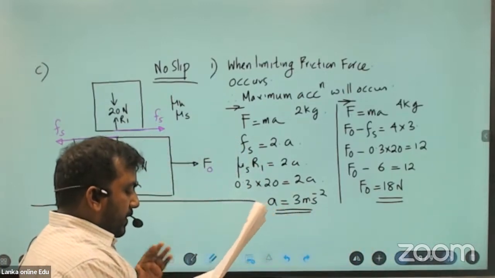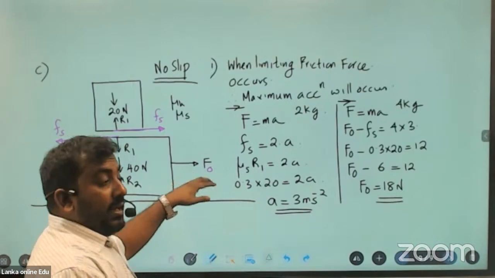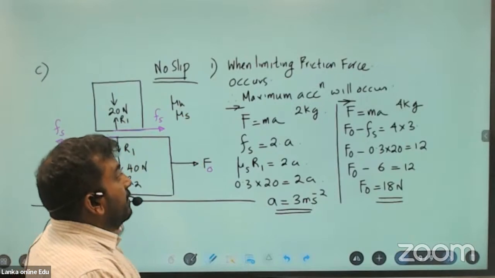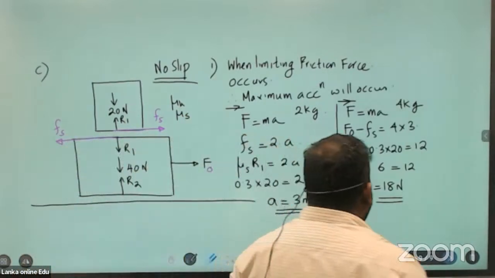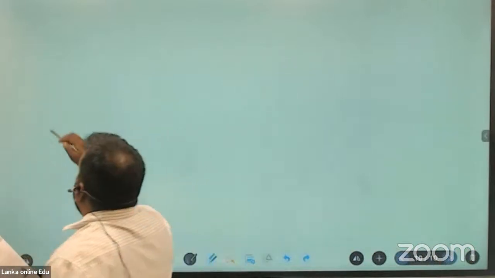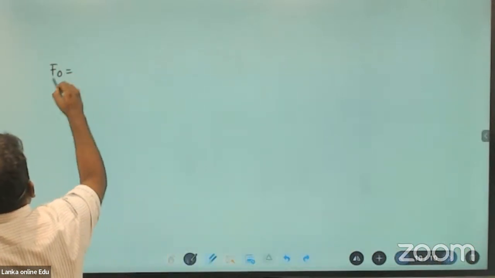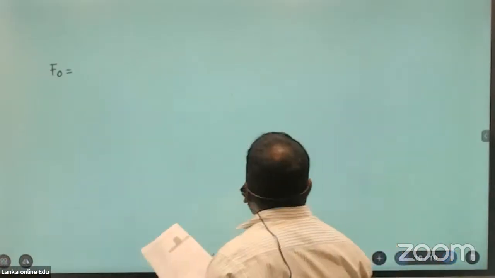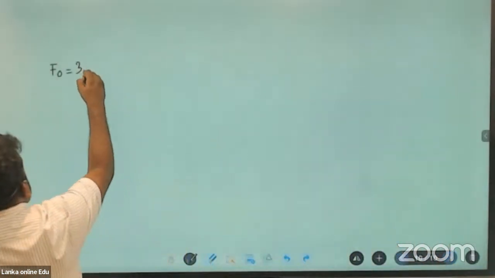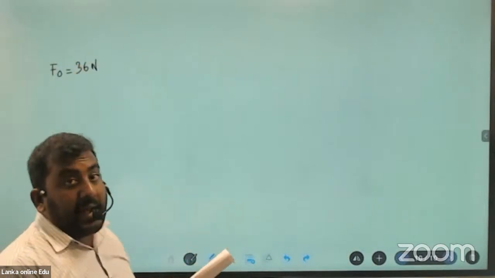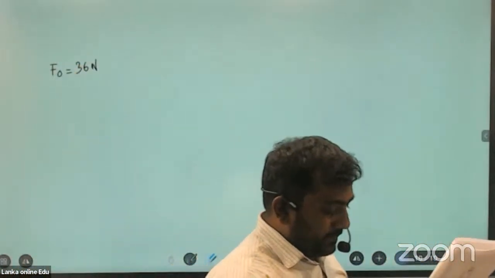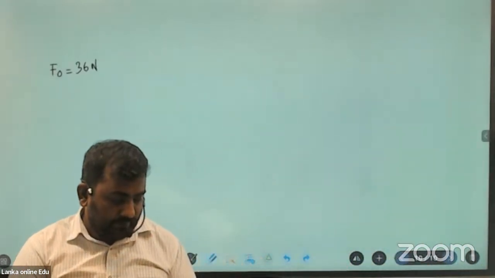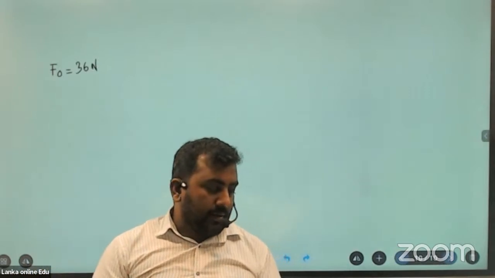Find the acceleration for each mass when F naught is double. When F naught is double, which is 36, they won't go together. Dynamic friction will act between A and B.